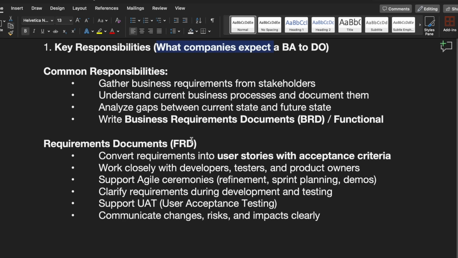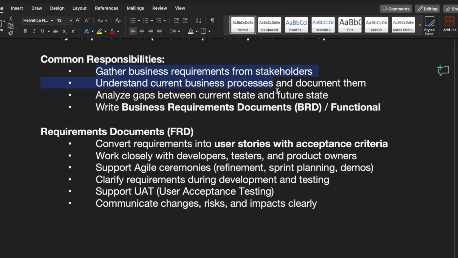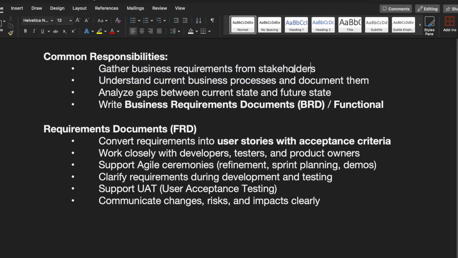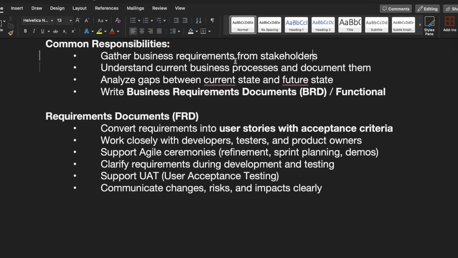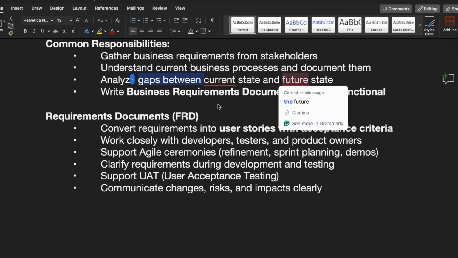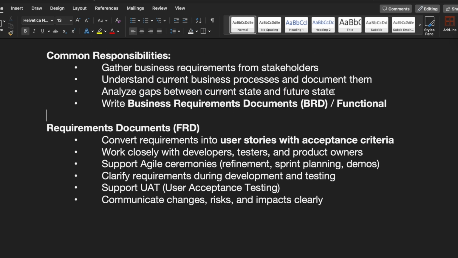Okay, so we are going to discuss what is the common responsibility of a BA, what a BA is actually expected to do. These are coming from actual job searches from these four countries. So the common responsibility is to gather requirements, understand the current business problem and document them.